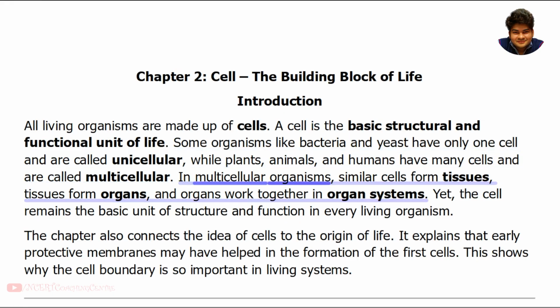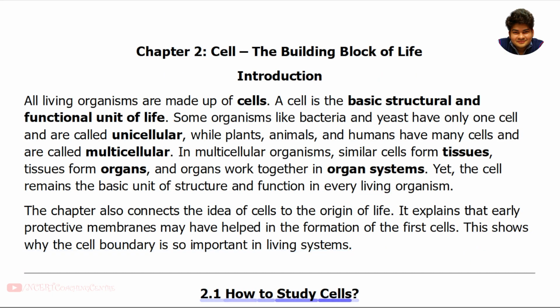In multicellular organisms, similar cells form tissues, tissues form organs, and organs work together in organ systems. Yet, the cell remains the basic unit of structure and function in every living organism. The chapter also connects the idea of cells to the origin of life. It explains that early protective membranes may have helped in the formation of the first cells. This shows why the cell boundary is so important in living systems.